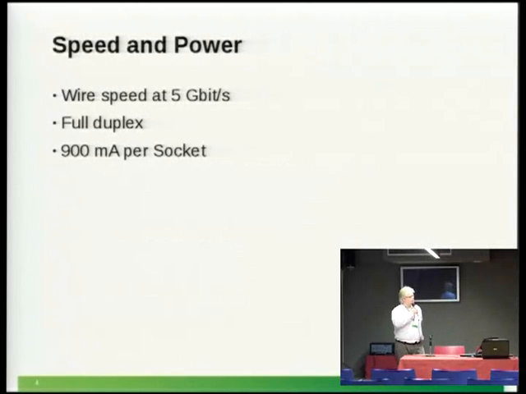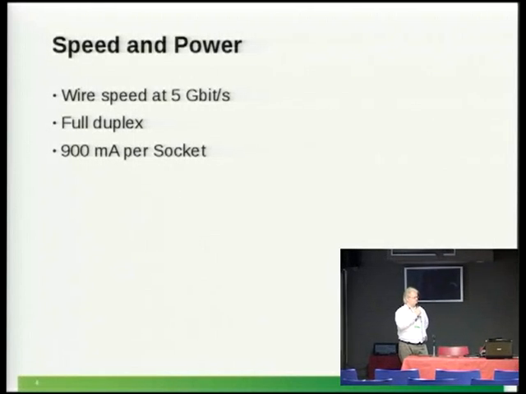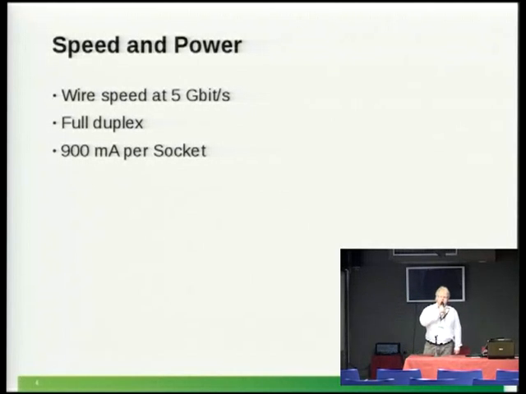So, the wire speed has gone to 5 gigabits per second. That has basically been achieved by stealing the wire protocol from eSATA. And the bus is now full duplex. So in theory, you can do 10 gigabits per second, only in theory. And we now finally provide 900 milliamps per socket, not per second. Wouldn't make so much sense, per second.